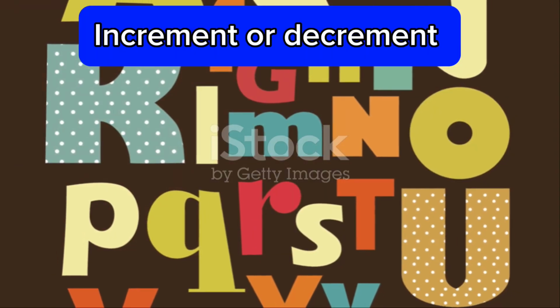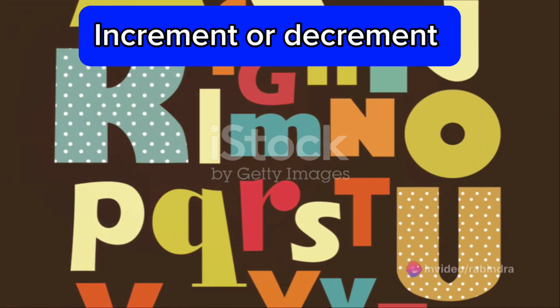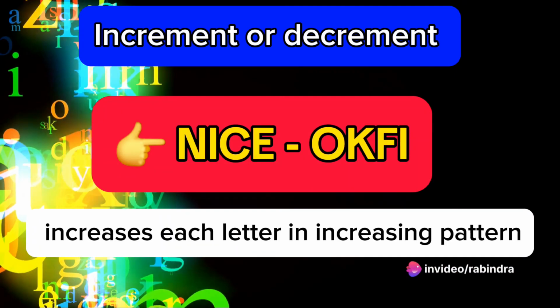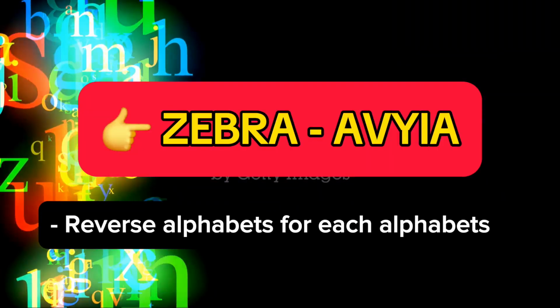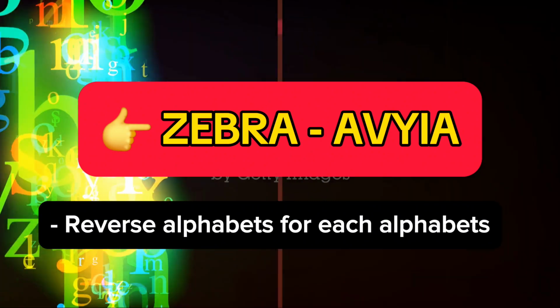Incrementing or decrementing of alphabets is another popular method. For instance, nice can be coded as Okfi by incrementing each letter by its position. Or consider zebra, which can be coded as AVEs by reversing the alphabetical order.